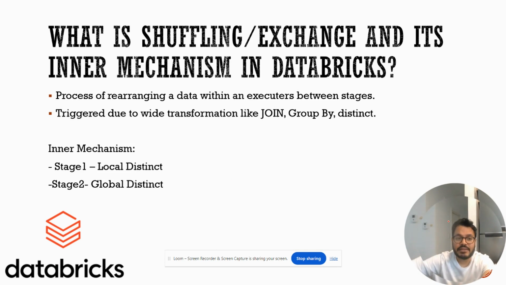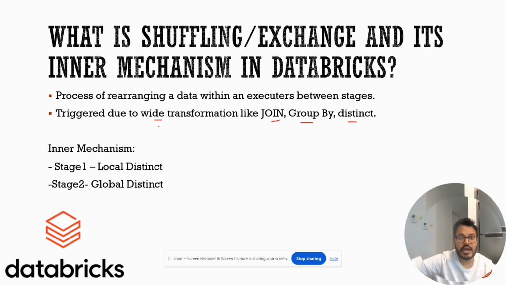Shuffling happens when we trigger a wide transformation, like a join, group by, or distinct. Only then does your shuffling or exchange happen. It does not happen on a narrow transformation like select. It only happens for wide transformations.